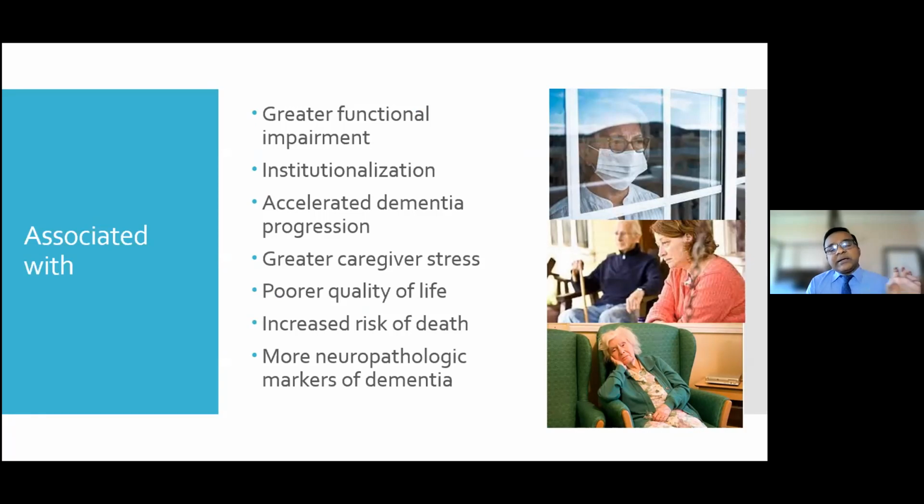Other thing, the cognitive impairment usually correlates with the behavioral and psychological symptoms, but in non-demented patients, it may not correlate, right? But it's very clearly associated with functional impairment, and it leads to institutionalization, accelerates dementia, and causes caregiver stress. A lot of caregivers get tired, exhausted, depressed, and it's the main marker of poorer quality of life. And it has an increased risk of death because of the falls, other morbidities are increased, and more neuropathological markers of dementia are seen when they are demented.